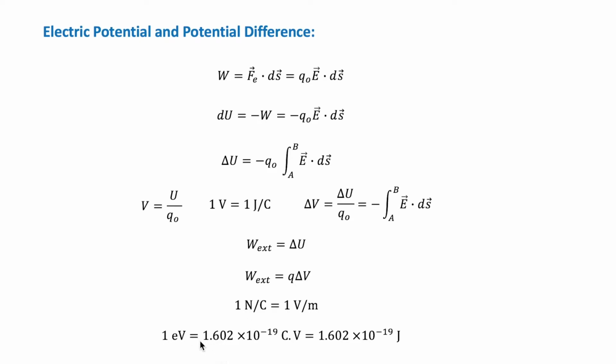So 1 electron volt is equal to 1.602 times 10 to the minus 19 coulomb times 1 volt. And this is equal to 1.602 times 10 to the minus 19 joules. Okay.